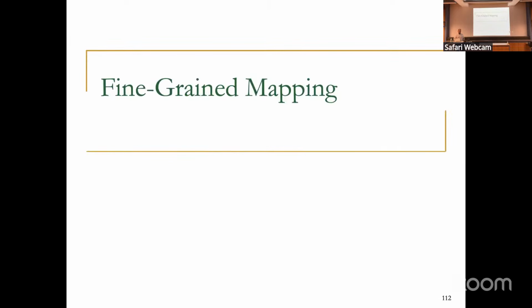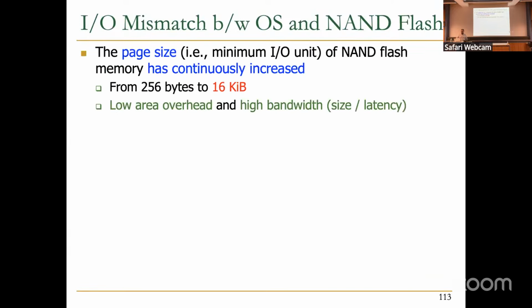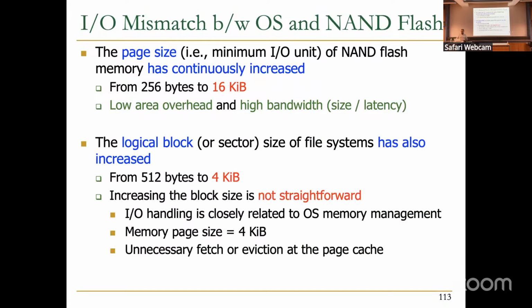Okay, so remember that we discussed this mapping, where I said that for simplicity we consider that the page size is 4 kilobytes, such that everything is simple. But in reality, in most SSDs, let's say capacity optimized or cost optimized SSDs, they are actually using page sizes of 16 kilobytes. But our requests are 4 kilobytes. Now we have the problem of I/O mismatch between the OS and NAND flash, where the page size is 16 kilobytes, but the logical block is 4 kilobytes.